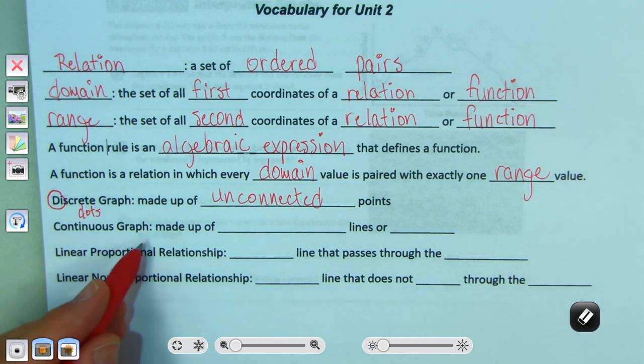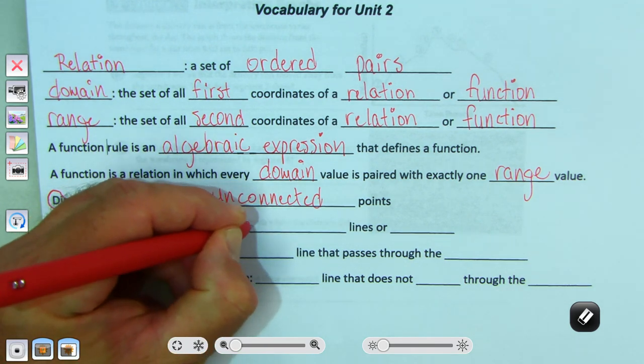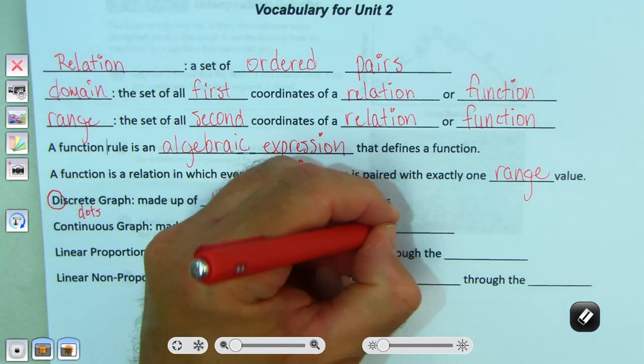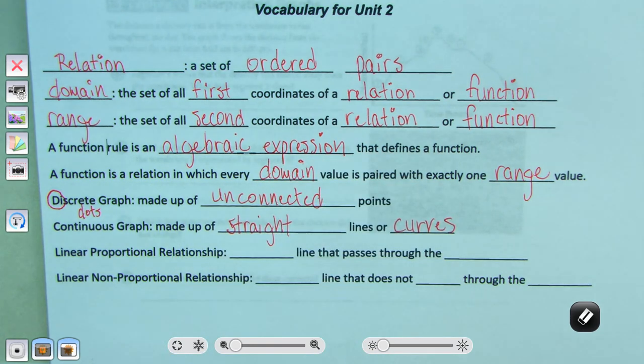A continuous graph is made up of straight lines or curves. To me, the word continuous means something that keeps going. And so instead of having all these little dots or these little breaking points, continuous means a line or a curve. And if it helps you remember it, maybe you could think about the C being the curve part of that.